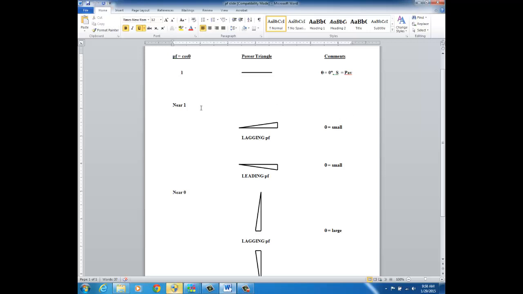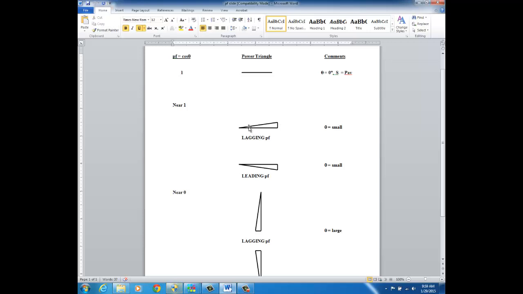Now, if you have a power factor that's close to 1, like 0.9 something, that means this angle of our power triangle is a very small angle. So it could either be a very small positive angle or a very small negative angle. And you see, this tells us that most of the total power is being absorbed, because you're going to have a larger real component, P average, than imaginary component, Q.